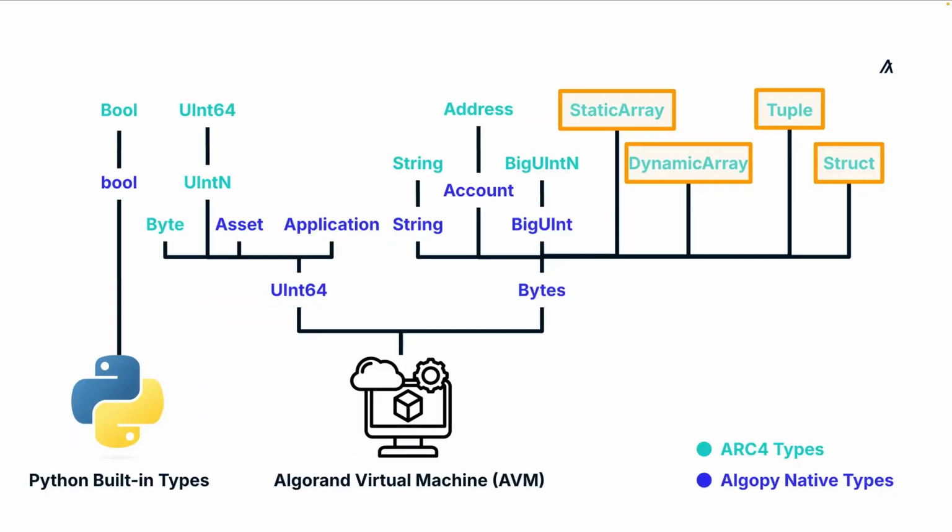So when should you use ARC4 UInt64? The answer lies in more complex ARC4 types, like structs, tuples, and arrays. We'll explore these types in future videos. These complex ARC4 types can only contain other ARC4 types, so when you need to include numbers in them, you'll need to use the ARC4 UInt64 type.